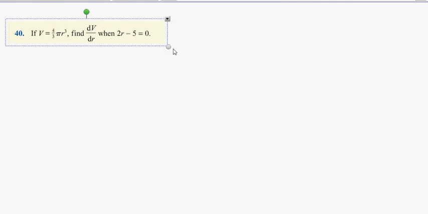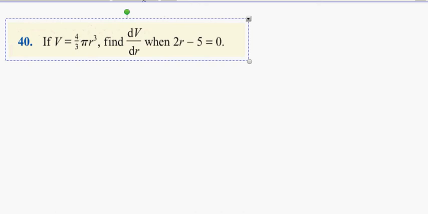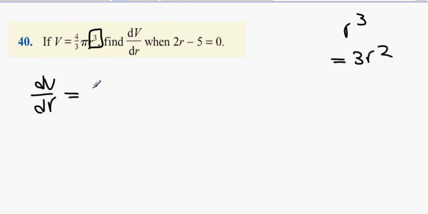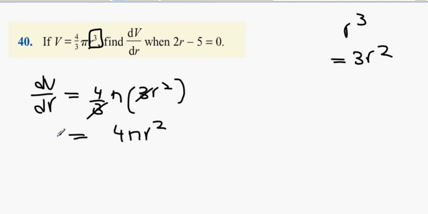V is 4 over 3 pi r cubed. Find the dV/dr. The dV/dr means differentiate once. Differentiate r, so the only part you're concerned with is the r cubed. Differentiate r cubed, you get 3r squared. 3r squared multiplied by 4 over 3 pi. The 3's cancel, and you're going to end up with 4 pi r squared.